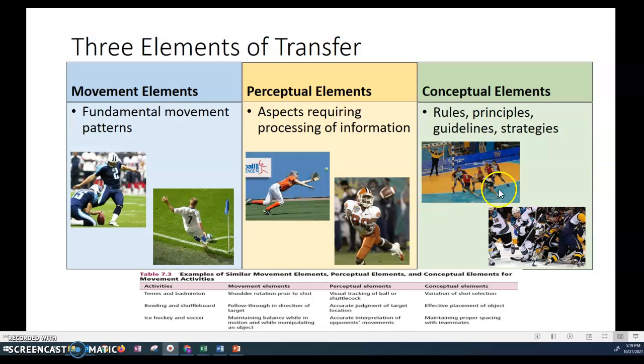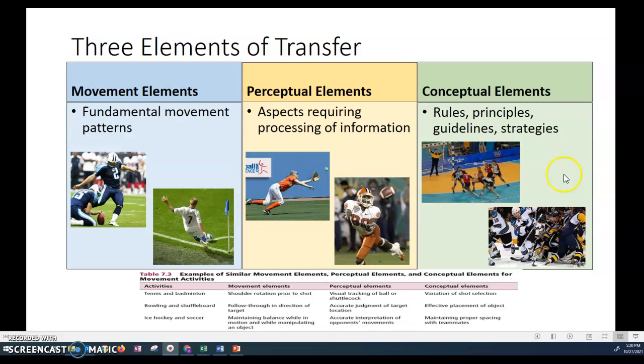And then the last thing is conceptual elements, and these are things like rules, principles, guidelines, and strategies. A lot of things relating to spacing on the floor. So, for example, here we have team handball and hockey. They're played on a similar size court with similar dimensions and similar goals, but they're very different sports, right? But there are some spacing issues that would transfer over really well. So when we space the floor in handball in order to move the ball around and stretch the defense, they do similar things in hockey.